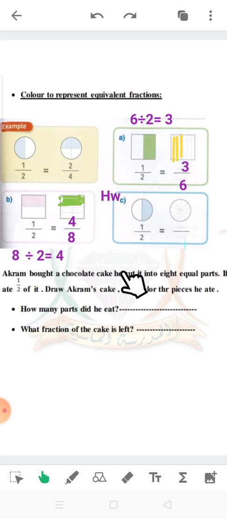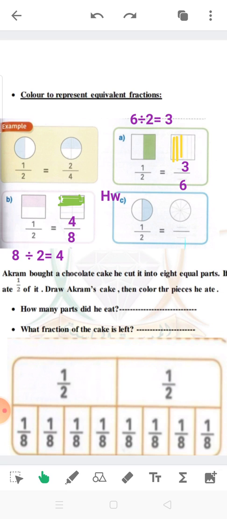Let's solve this kind of problem. Akram bought a chocolate cake. He cut it into 8 equal parts. If he ate 1/2 of it, draw Akram's cake, then color the pieces he ate. I can draw a picture, or I can just use the bar model. Okay, I will draw like this. This is the bar model here. This is 1, 2, 3, 4, 5, 6, 7, 8, and I will cut it into 1/2.